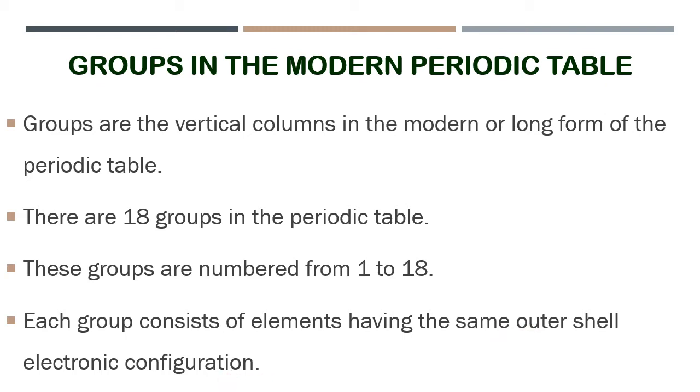Let us recall the modern periodic law. The modern periodic law depends on the atomic number. Atomic number is related to the number of electrons, and using the number of electrons we write the electronic configuration. So for the present modern periodic table, electronic configuration is the basis.